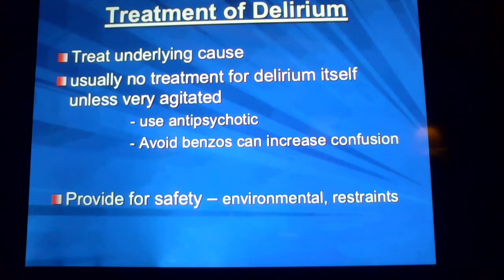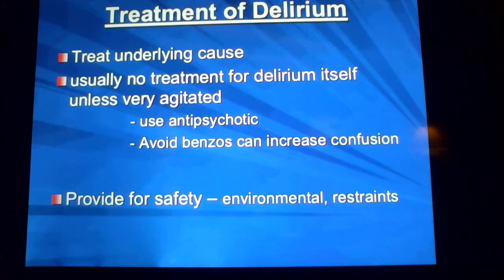The treatment of delirium, again, we have to find the cause. If we can find the cause and treat it, the delirium will usually go away on its own. Usually no treatment for delirium itself. We want to get to the underlying cause. Again, if the person is agitated, we can use an antipsychotic. In the elderly, a good medication there is Risperdal. It's an atypical antipsychotic. We want to avoid benzos because they can increase confusion. When you think of a benzodiazepine, think of alcohol. It can confuse people.